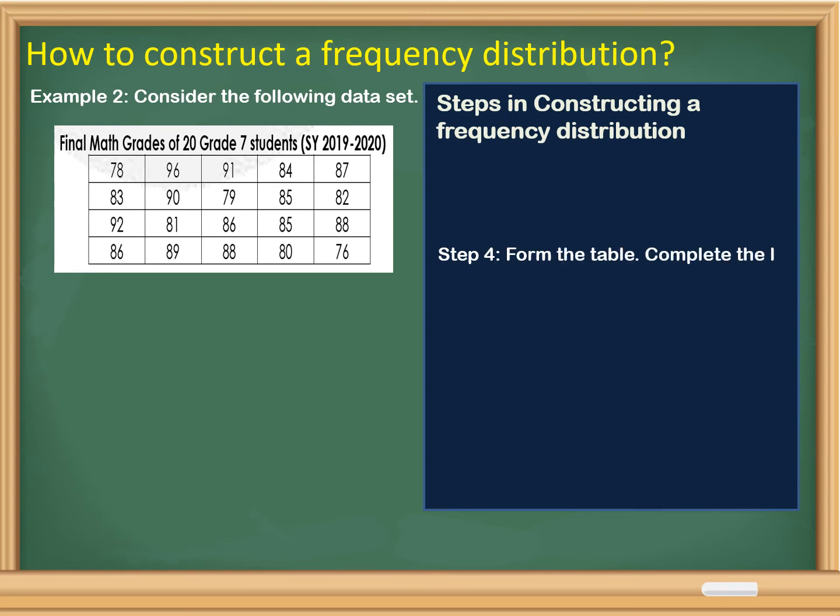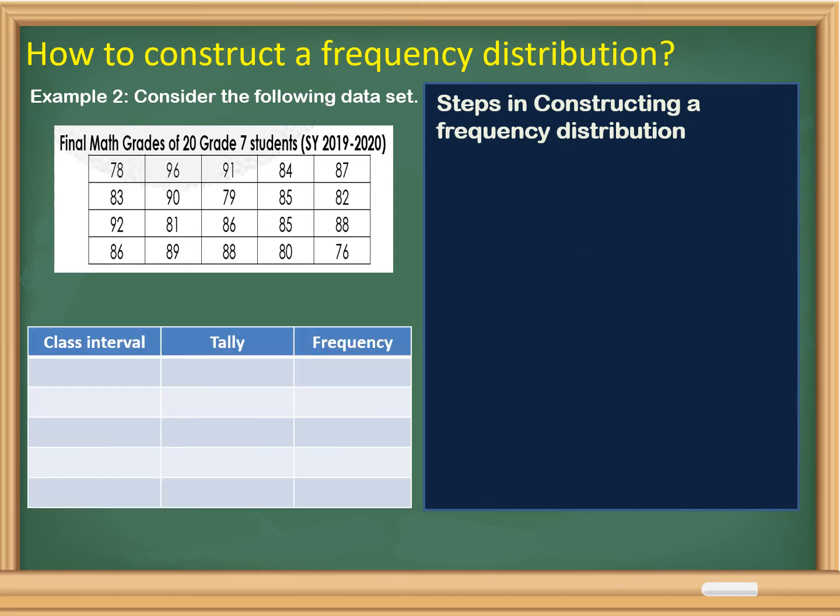Step 4, form the table, complete the list of class intervals. As you can see, in the last row of the first column, the lowest class interval is 76 to 80. In that interval, we start with 76, which is also the lowest score, and it ends with 80, which is the upper class limit. To get the upper class limit of each interval, always remember the class size. And here, the class size again is 5.